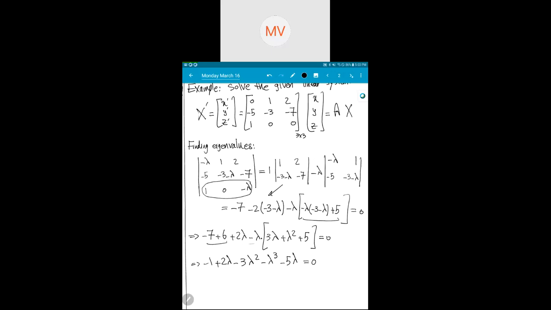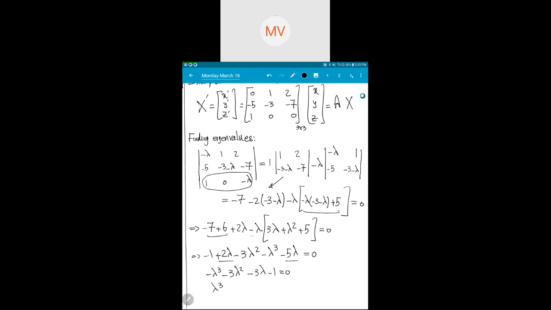Okay. We have two terms that we can combine. So we have negative lambda cube, -3 lambda squared, minus 3 lambda minus 1 equals 0. Everything is negative, so let's multiply everything by negative, right? So we get lambda cube plus 3 lambda squared plus 3 lambda plus 1 equals 0.